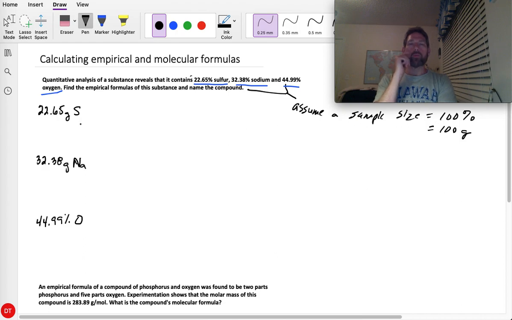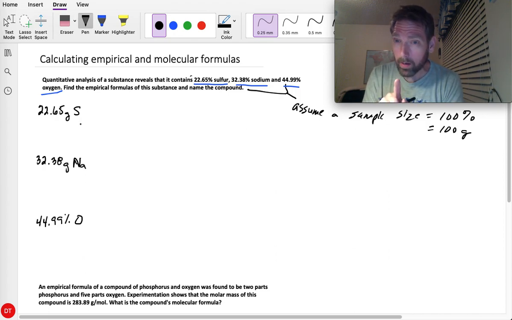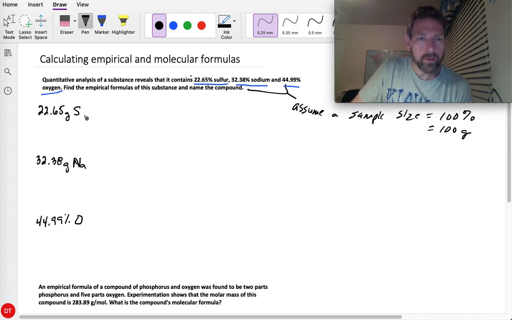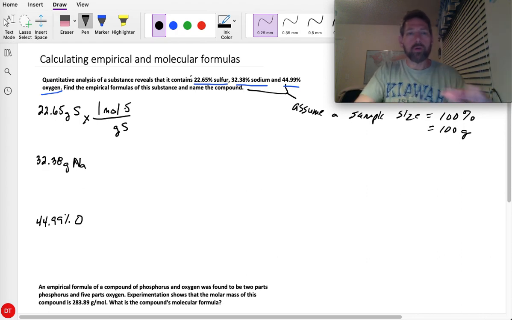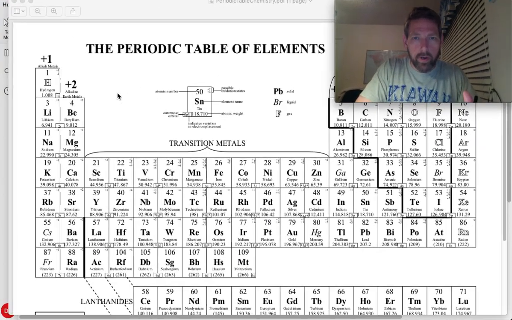So what we have to do is we look at that and we go mass. Mass isn't going to help us, but moles would help us a lot. So we need to convert grams into moles. So we just simply use basic molar mass. So we use our basic dimensional analysis, and how many grams of sulfur are there in 1 mole of sulfur? Well, go to your periodic table, right?